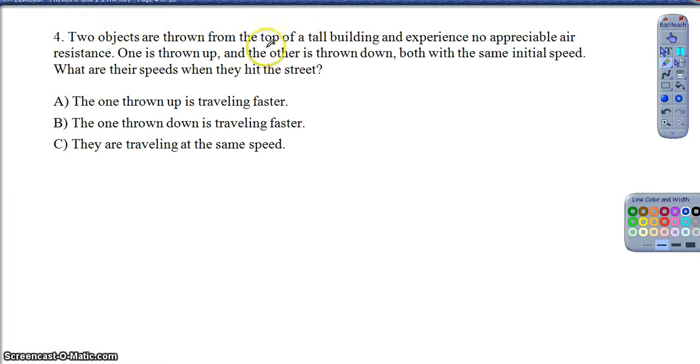So two objects are thrown from the top of a building and experience no appreciable air resistance. One is thrown up, the other one is thrown down, both with the same initial speed. What are their speeds when they hit the ground?